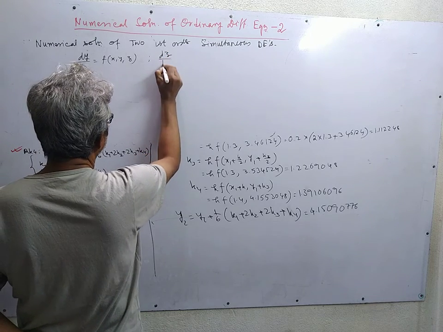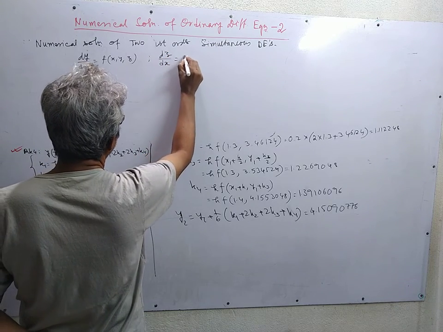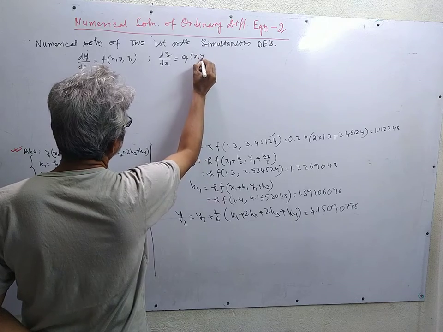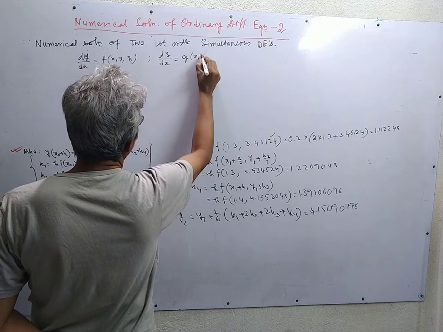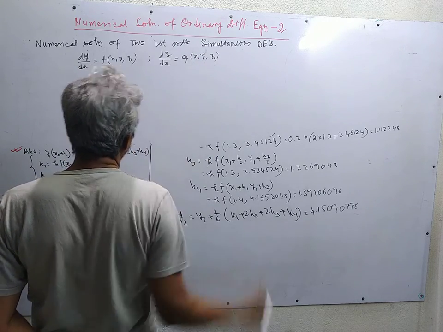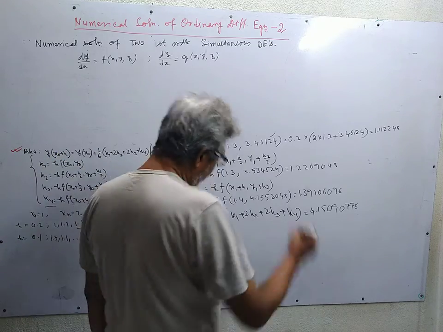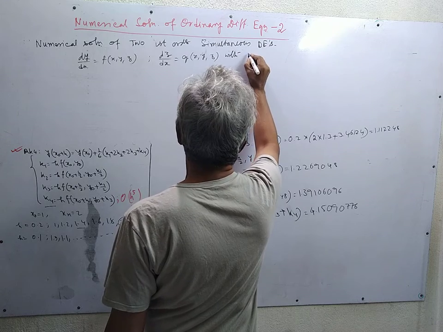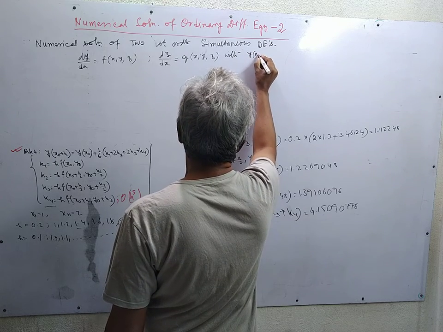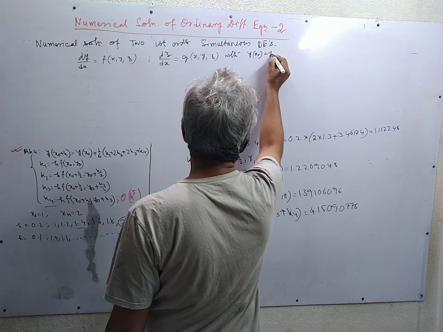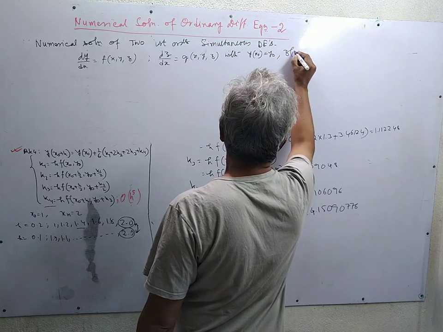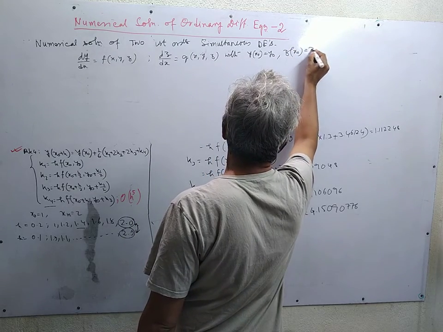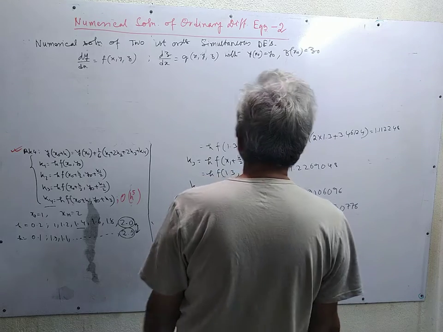dz/dx is equal to g of x, y, z, with the conditions that y at x0 is equal to y0 is known, z at x0 is equal to z0 is known.